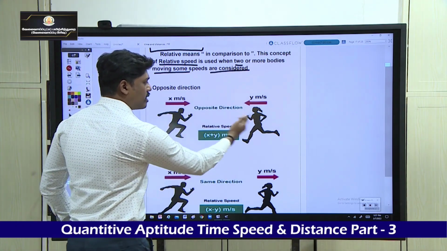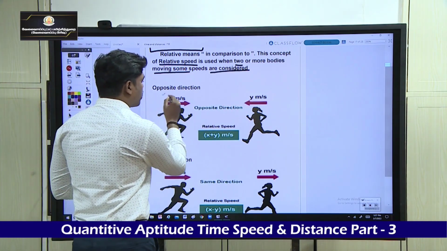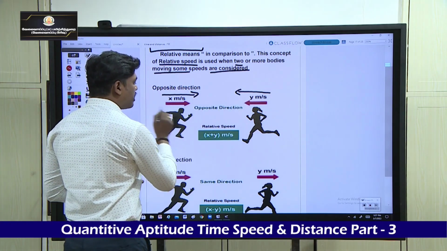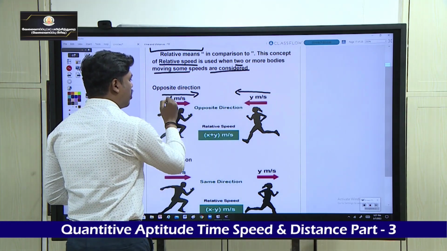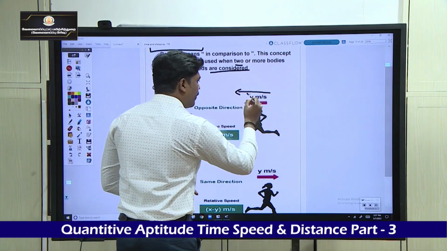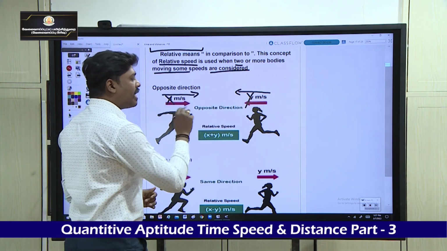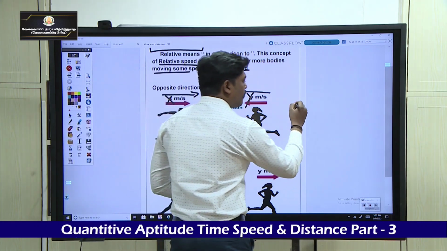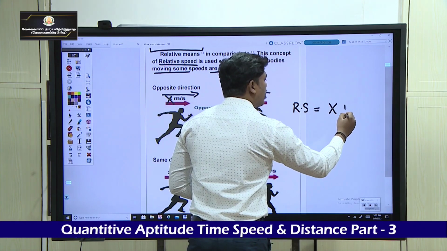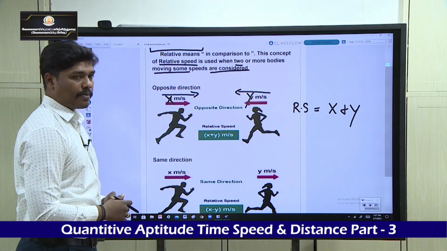Here we are having two persons. The two persons are moving in opposite directions. So okay, here this boy is moving at a speed of x meters per second. Okay. This lady is moving at a speed of y meters per second. Okay. So what is their relative speed? If they are moving in opposite directions, relative speed is the sum of their speeds, x plus y.